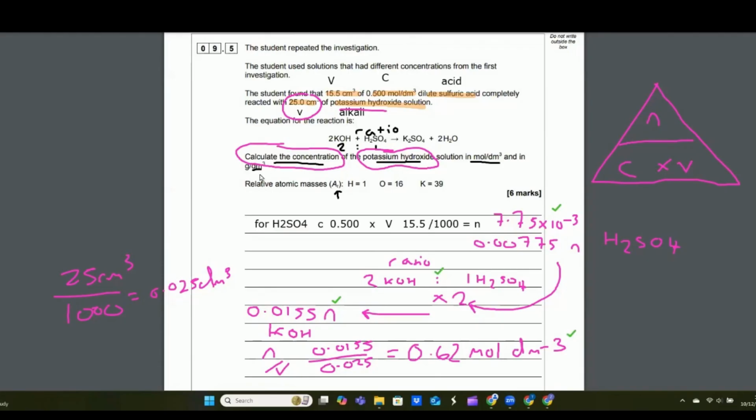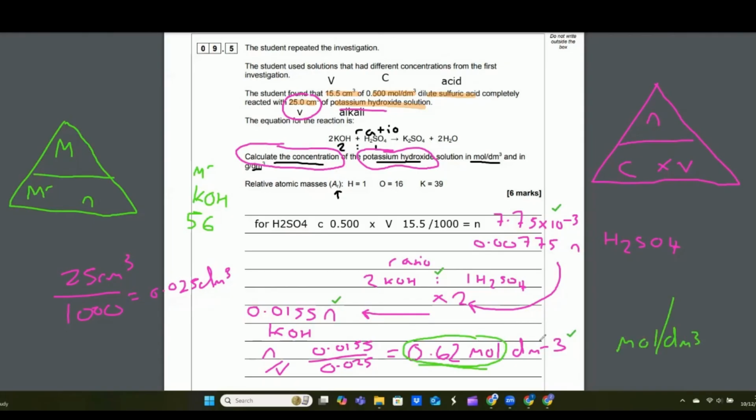I need to change this into grams per dm³. Guess what? You've been given the RAM, so work out the Mr of KOH, and the KOH Mr is 56. That's 39 plus 16 plus 1. We're going to use our mass over Mr, where 0.62 is the moles. So we're going to go 0.62 times 56. We have a mass of 34.775 grams per dm³. And that's your lot.